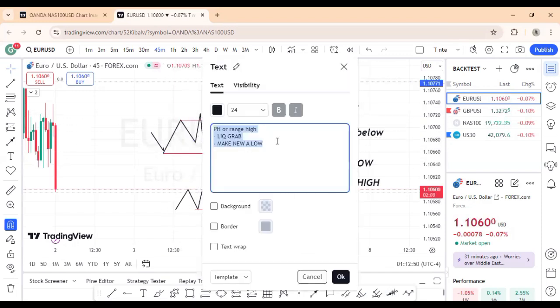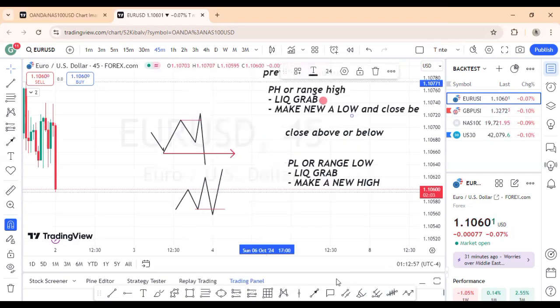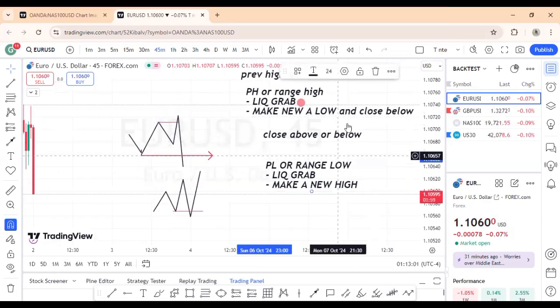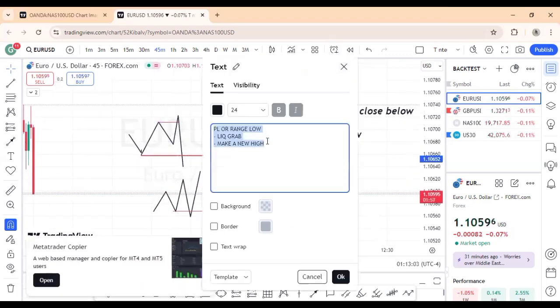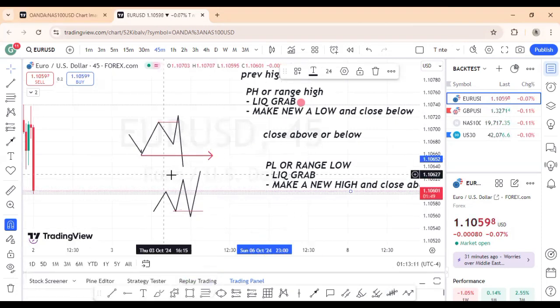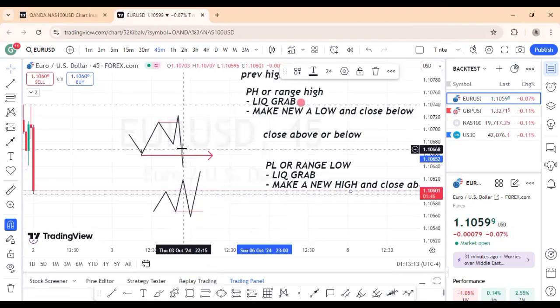Let me just add this. Right, so let's add that too. So what the CPI is making you is a close below, and then a close above, so you guys can understand this better. For the new high, what the CPI is, is a close above it. For the new low, what the CPI is, is a close below.